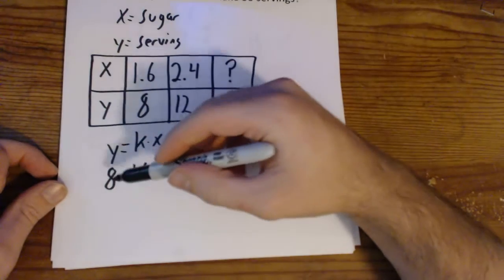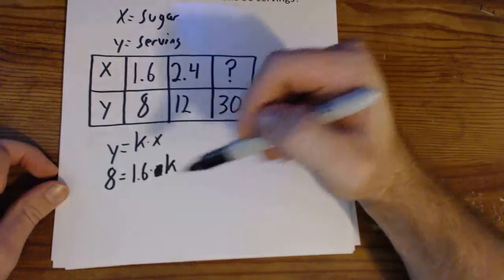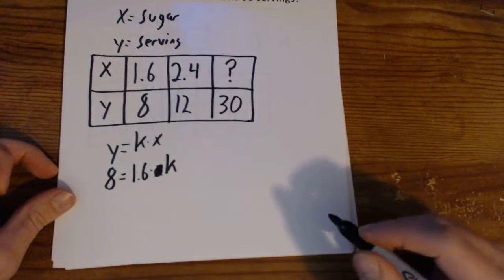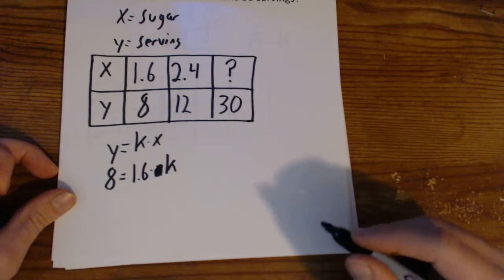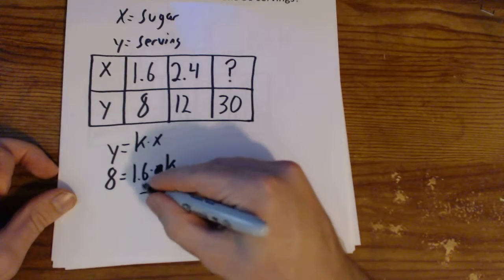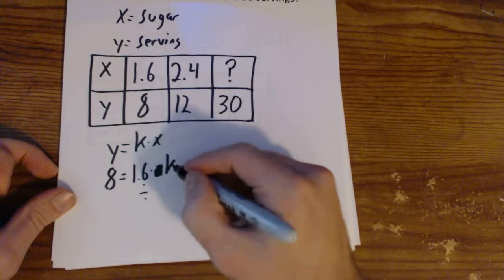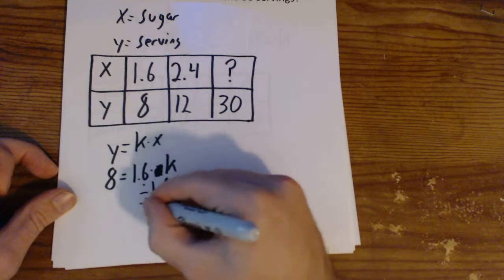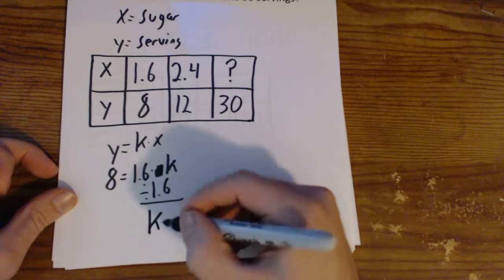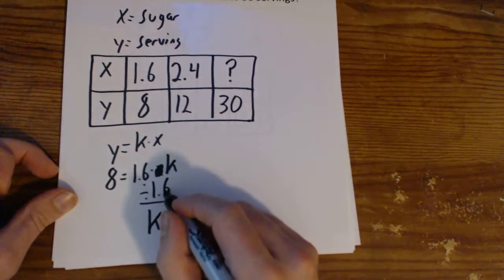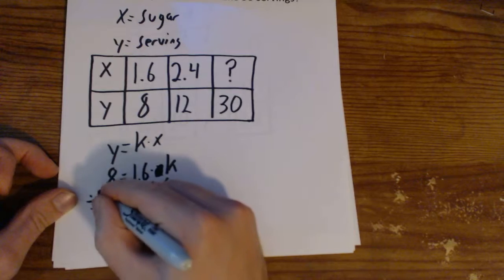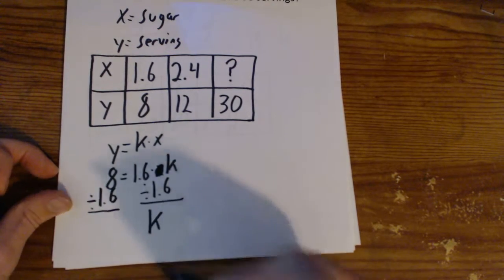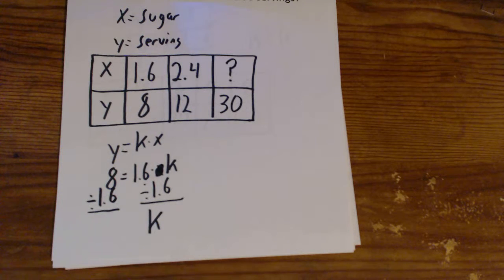Now, we need to find out what that 8 is going to be. We have k times 1.6. How are we going to get there? Well, to undo multiplication, we have to divide. If you want to get rid of 1.6 to isolate the k, we have to divide by 1.6. That's going to leave us with just k. Again, we do something to one side of the equation, we have to do it to the other. 1.6.